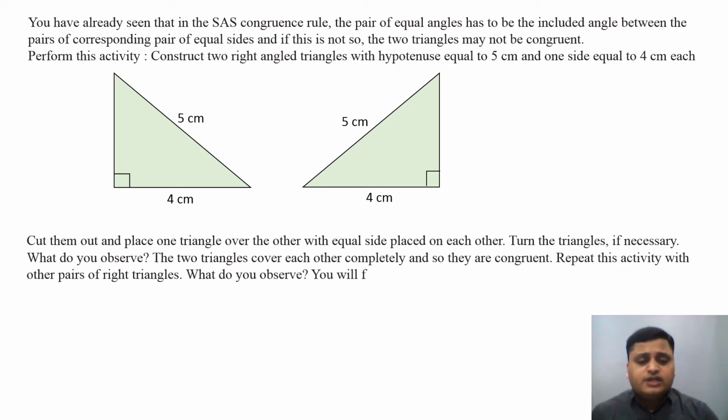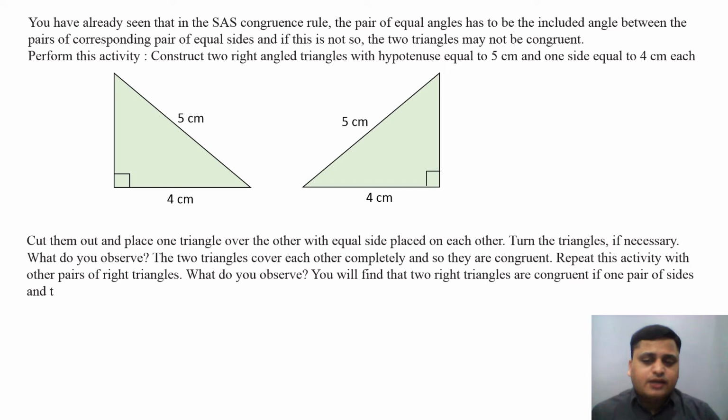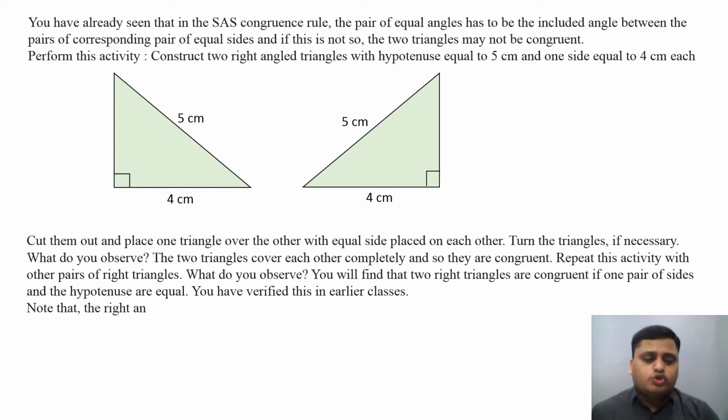Now repeat this activity with another pair of right angle triangles. What will you observe? You will find that two right angle triangles are congruent if one pair of sides and the hypotenuse are equal. One pair of sides, here I have taken 4 centimeter, and the hypotenuse I have taken as 5 centimeter. So one pair of sides and the hypotenuse are equal. You have verified this in earlier classes, and here I have shown you also.